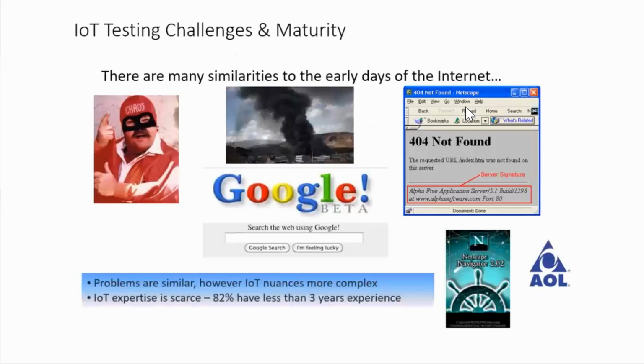So again, this reminds me, I love the original Google beta there in the middle, and the Netscape Navigator, for those of you old enough to remember that. But the problems are very similar to where we were in the mid-2000s, right? When the iPhone came out. I make a lot of comparisons to that. The other thing, as I mentioned before, IoT expertise is scarce. So when they interviewed, I think it was Forbes, they said 82% have less than 3 years experience, 82% of people in this space. So again, it's very, very tough.